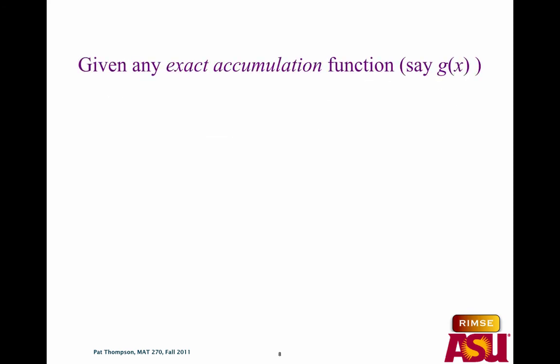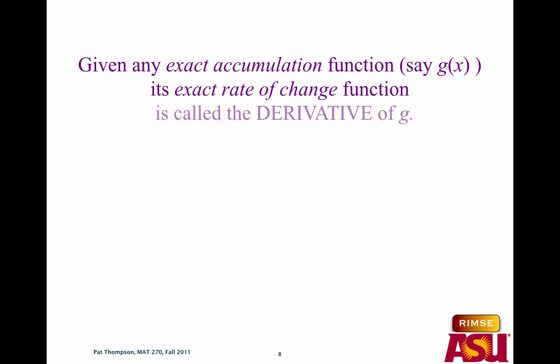So, what have we done? We have, in fact, taken any exact accumulation function, and we've found its exact rate of change function, and we did that again by considering the expression for the average rate of change over delta x intervals and letting delta x get crazy tiny, okay? And we call the resulting essentially equal expression the derivative of g, okay?